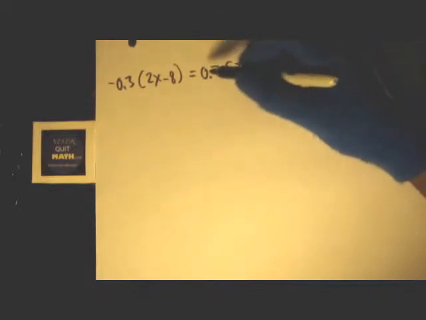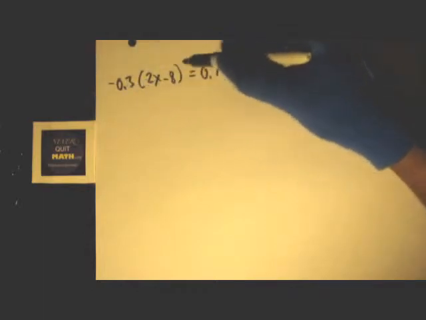NeverQuitMath.com. Let's just do a few more examples so we can get a true hang of it. I'm going to try something a little more complicated just so you can get a hang of these kinds of problems too. So we've got negative 0.3 times (2x minus 8) equals 0.7 times (7 minus x). Let's try this out. Notice we're going to have decimal multiplication in there.